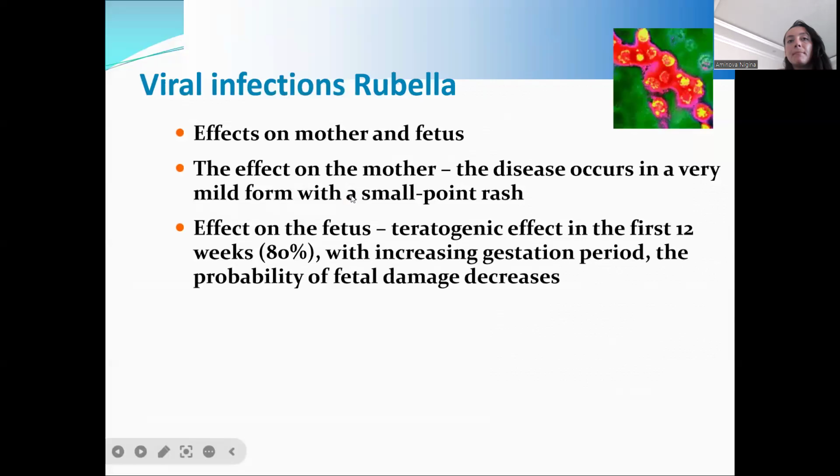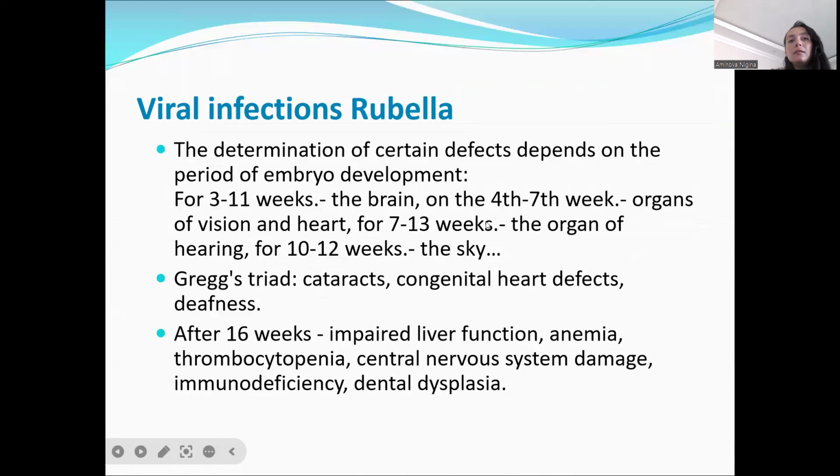Rubella has teratogenic effects on the baby in the first 12 weeks, 80%, and with increasing gestation period, the probability of fetal damage decreases. And the development of any abnormalities depends on at which age or in which week the baby was affected. And remember about the Gregg triad.